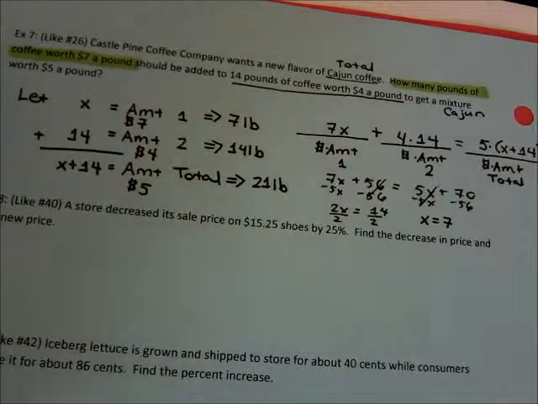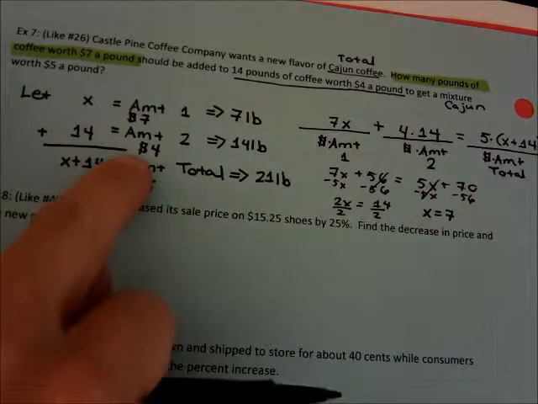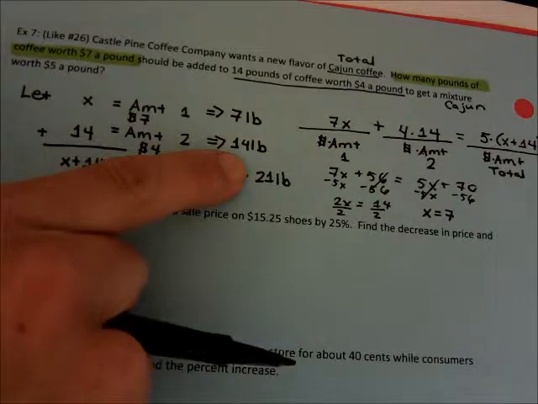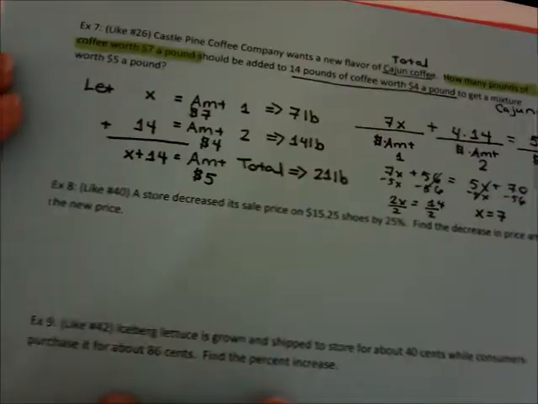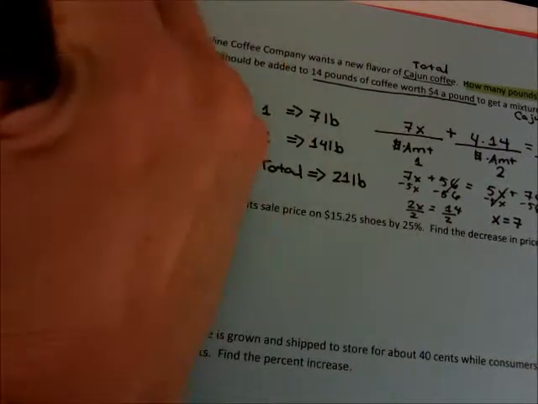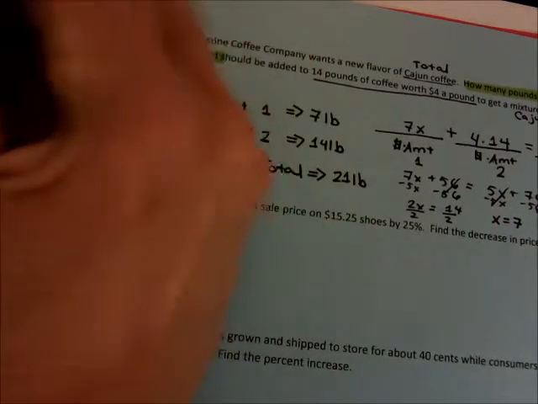Not that we need all of those, but take a look at it. Does the $4 one have more pounds? Yes. A lot more pounds, doesn't it? To answer your question, how many pounds of the coffee were $7 a pound? 7 pounds of coffee worth $7 per pound.